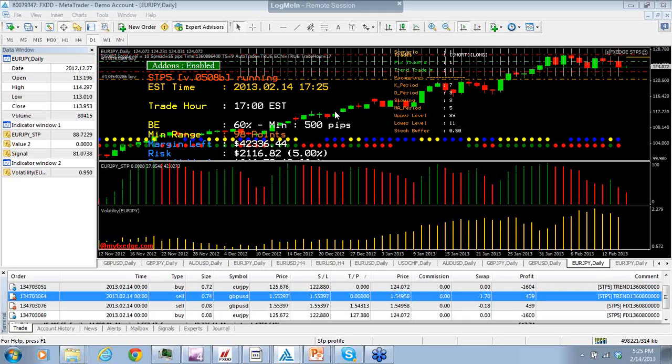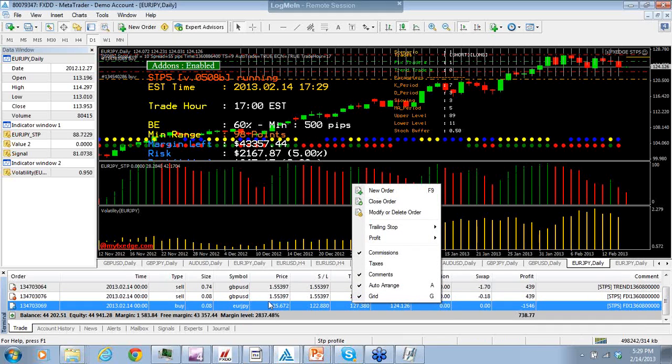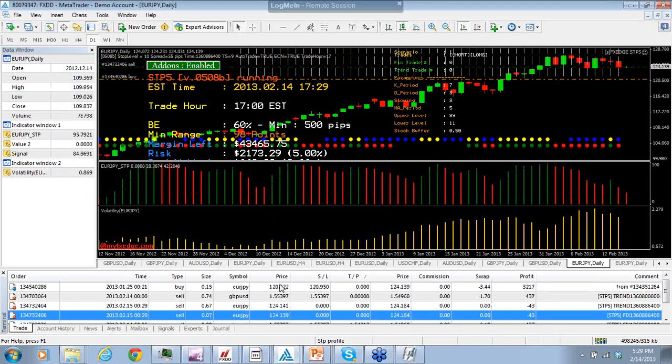So you simply just click. Oops, sorry, you can't see that. You simply just right-click on your trade and hit close order. That'll close out that buy. And it will close out this buy as well that we had.